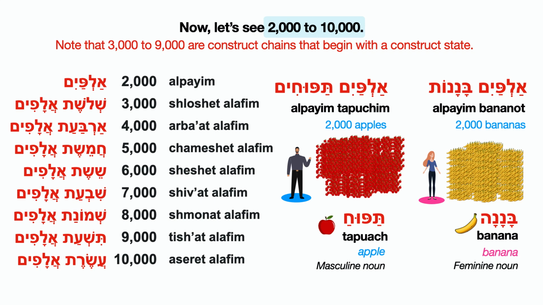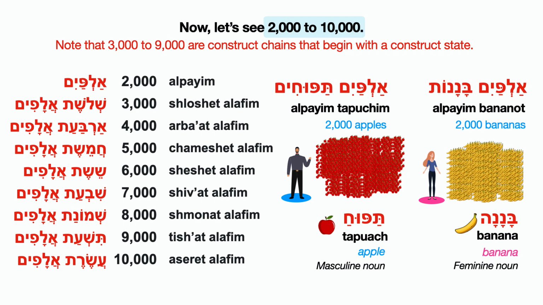Okay, so let's say these numbers. 2,000, 3,000, 4,000, 5,000, 6,000, 7,000, 8,000, 9,000, 10,000.